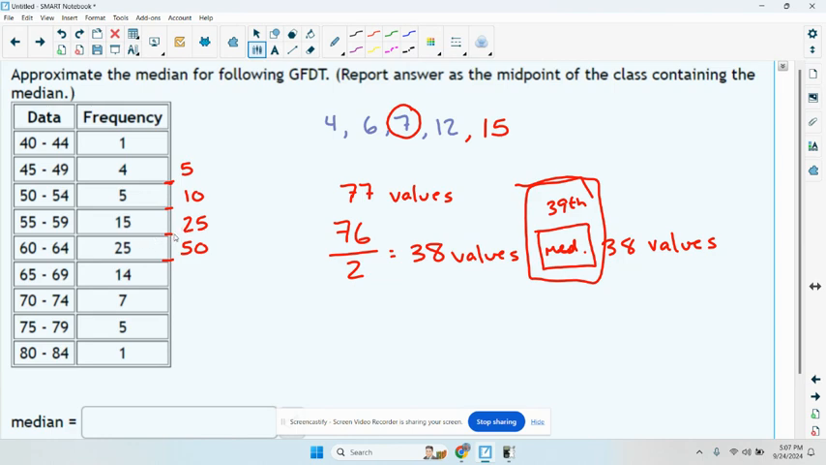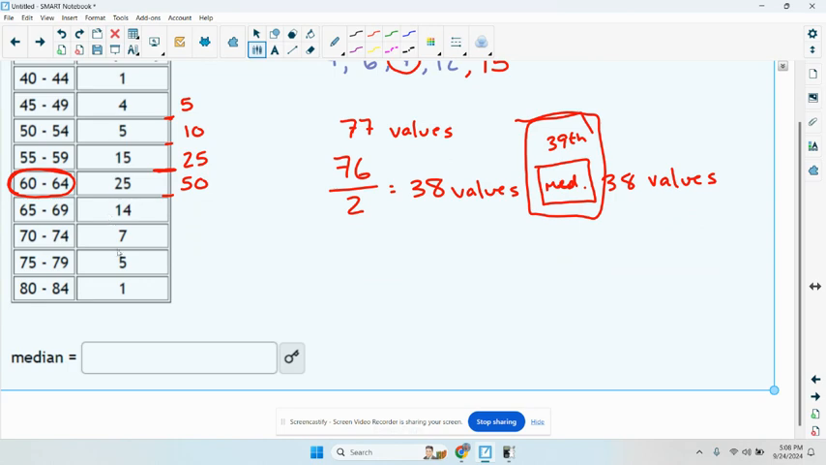So when I'm here, all the way down to this class, that only accounts for 25 of the data values. Now, if I include all of this class, now I have 50 of the data values, which means the 39th data value must have fallen somewhere in here, because this class has taken me from the 25th data value to the 50th data value. Since there's 25 things in here, one of them has to be the 39th. So what is the 39th value? We don't know, but again, just like before, we assume all the values in this class are the exact midpoint. So it's not 60 or 64, it's going to be 62.